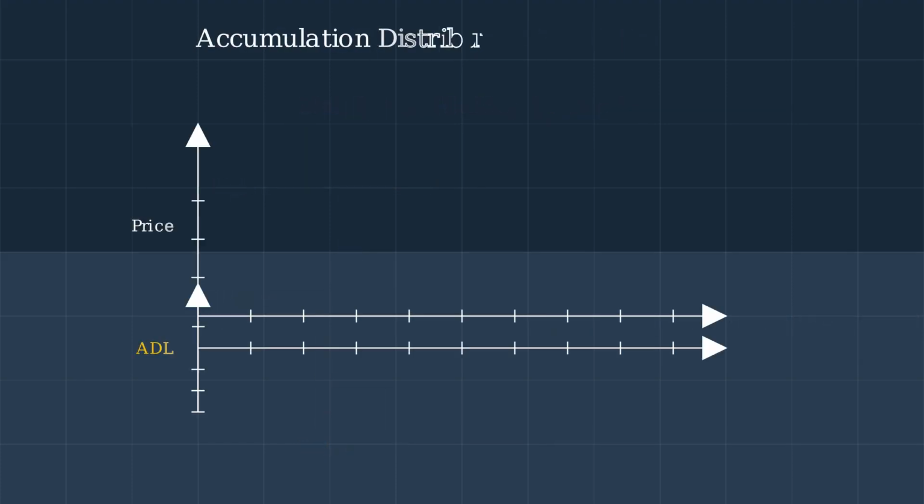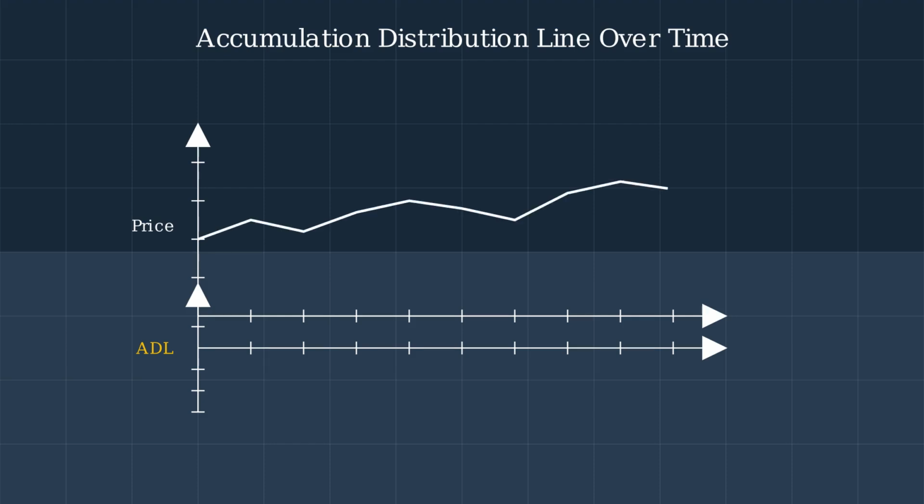The ADL is calculated by summing the money flow volume over time, creating a cumulative indicator. Rising ADL indicates accumulation of the security, suggesting bullish sentiment, while falling ADL shows distribution or bearish sentiment. Traders use the ADL to confirm price trends and identify potential reversals before they occur in price.